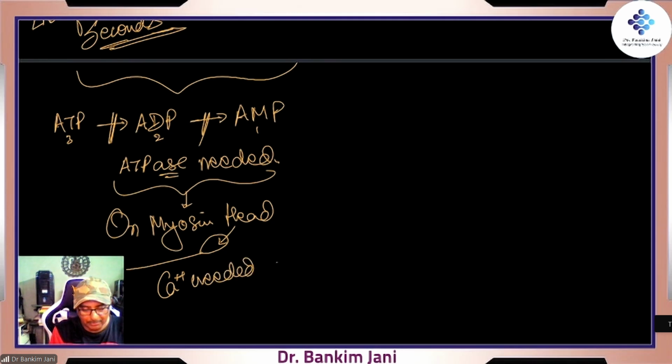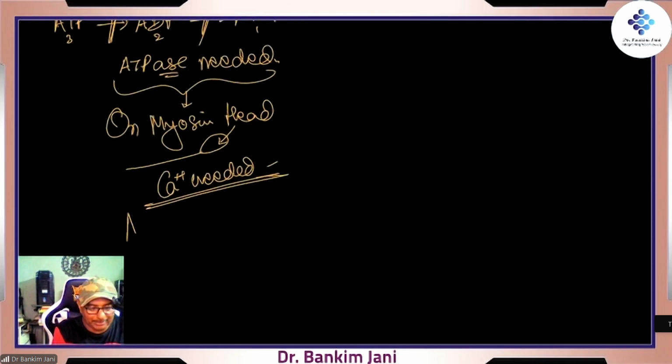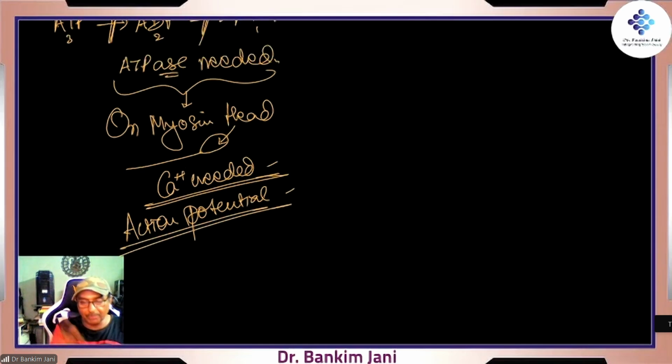Calcium needed. So then, from where has this calcium come? All the way, our all-time favorite, action potential, right? Action potential. This means your muscle is not working by itself, right? It is the nerve which is sending the message.